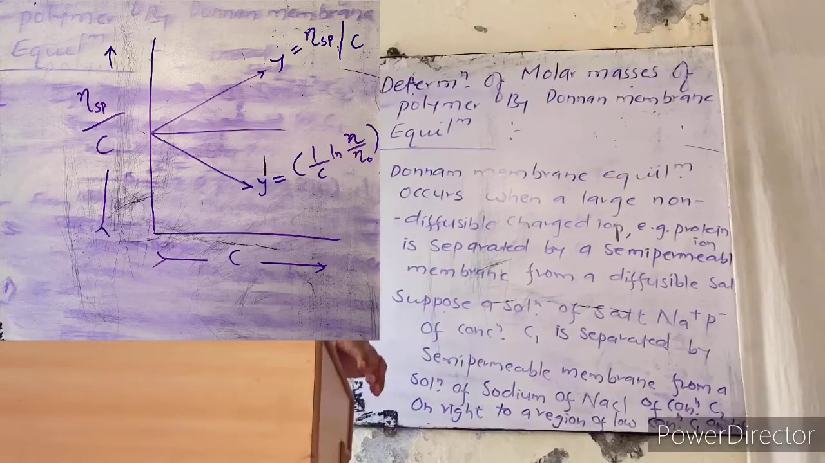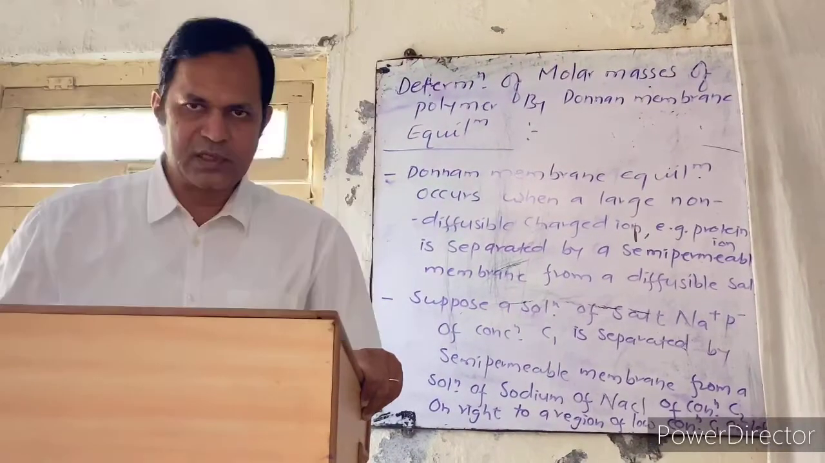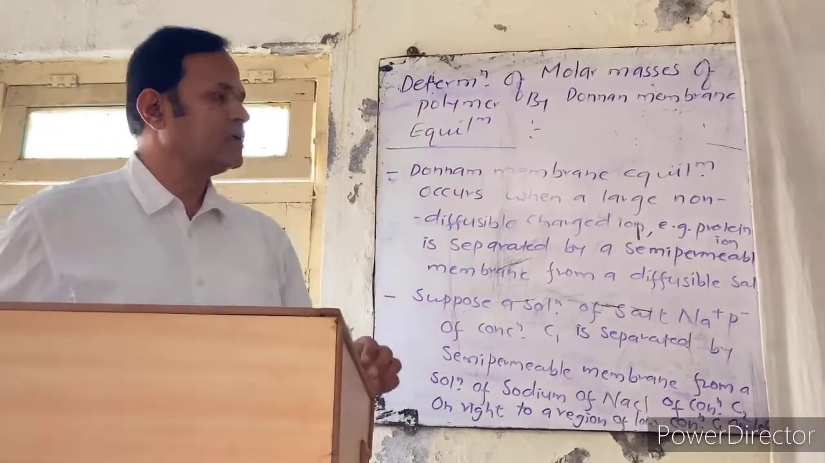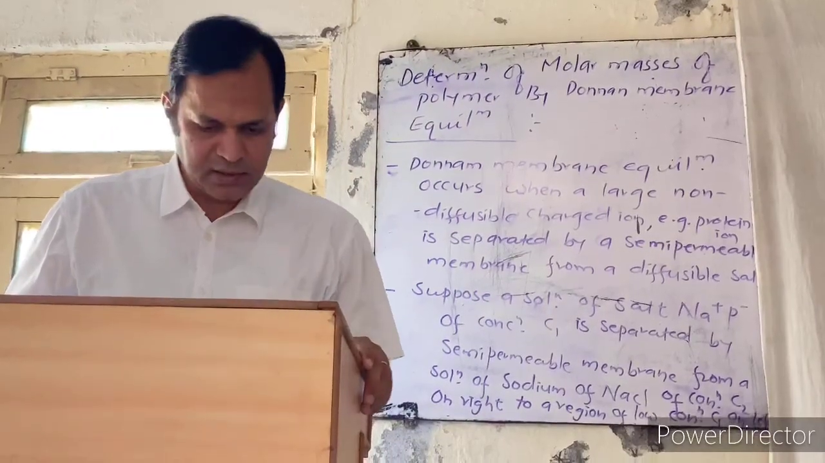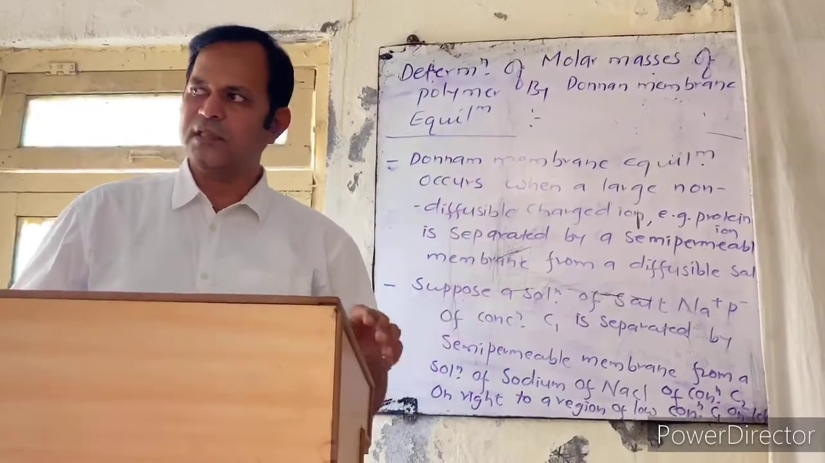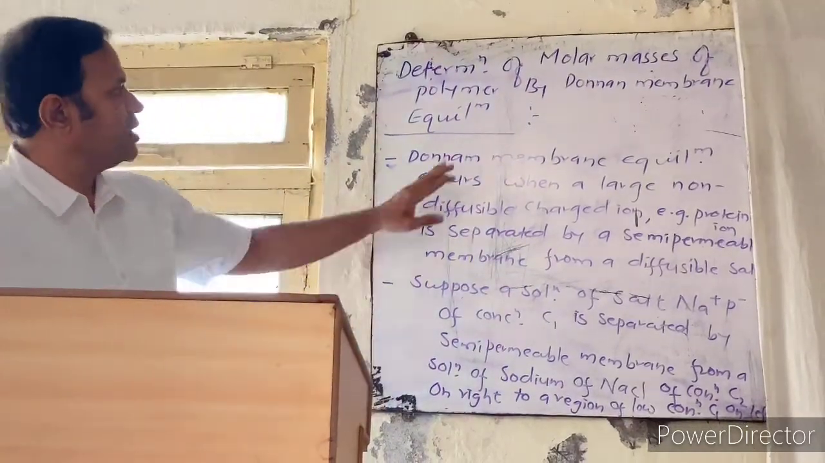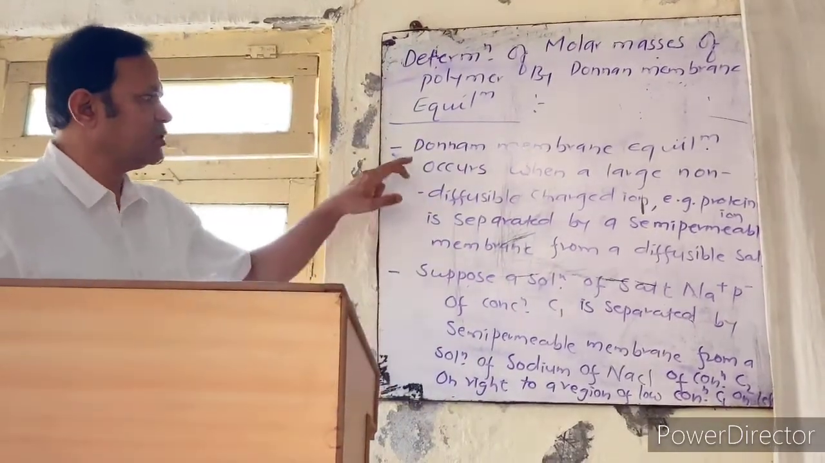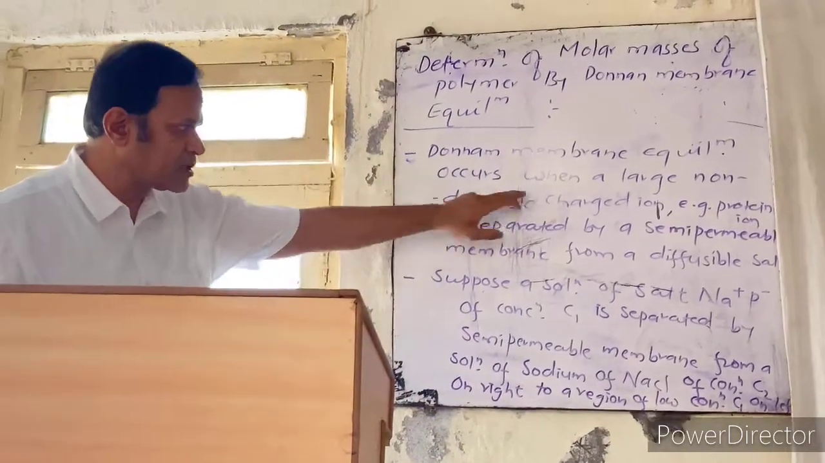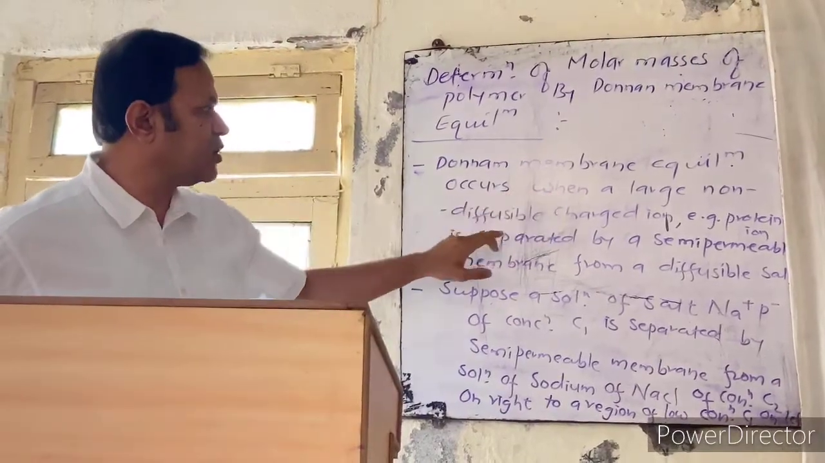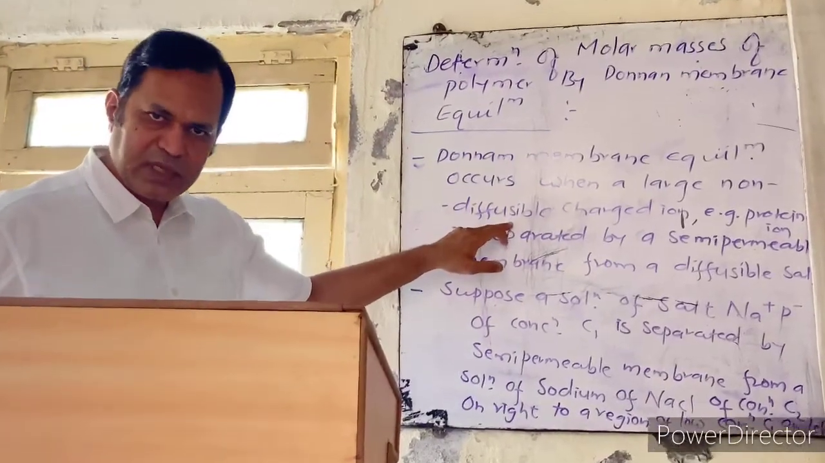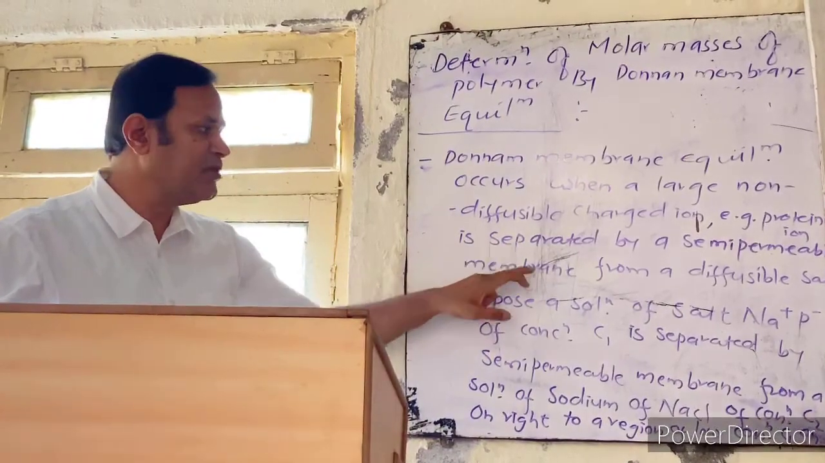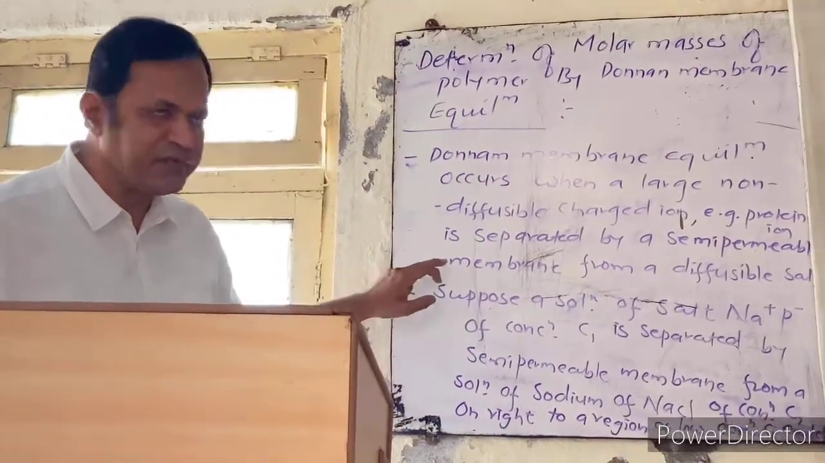The second method to determine the molar mass of polymer is the determination of molar masses of polymer by the Donnan membrane equilibrium method. Before going towards this method, let us first know the meaning of the Donnan membrane equilibrium. Donnan membrane equilibrium occurs when a large non-diffusible charged ion, for example a protein ion, is separated by a semi-permeable membrane from a diffusible salt.